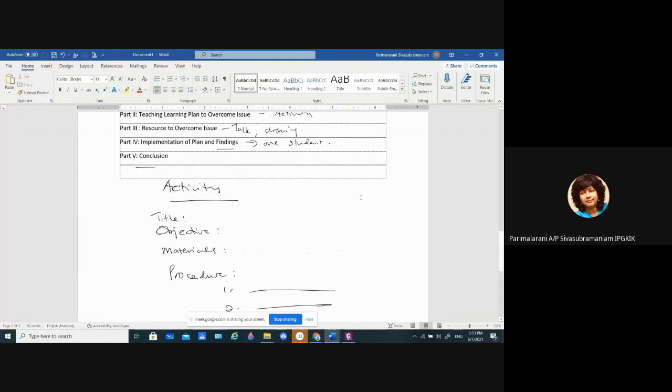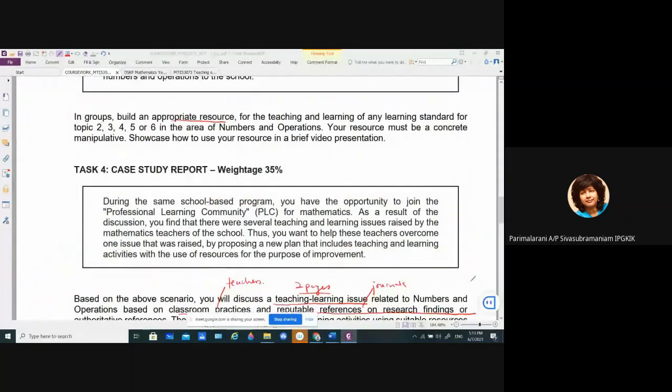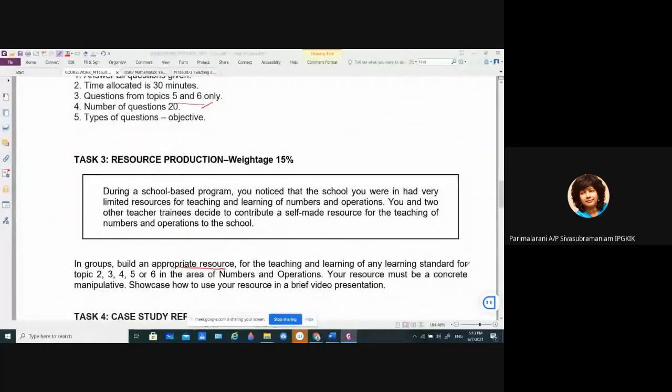Okay, any questions? Don't worry about it. Let's take it one thing at a time. First thing is to do task 3. You just focus on task 3 until you hand in your task 3. After you hand in task 3, we can discuss task 4 again. You don't have to work on task 4 now. You just work on task 3. So are you clear about task 3? Yes, madam. Any questions?